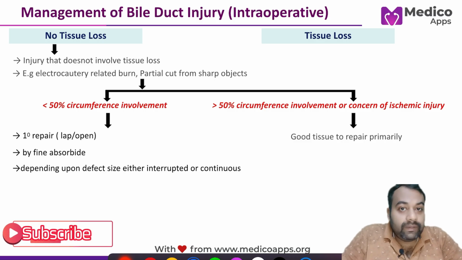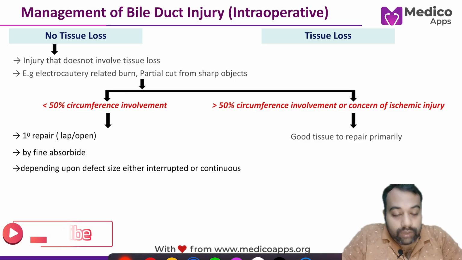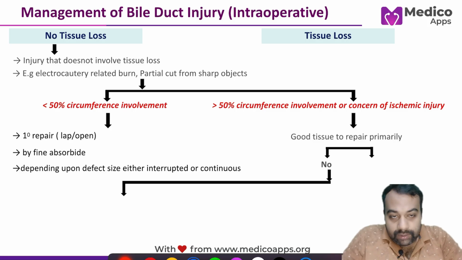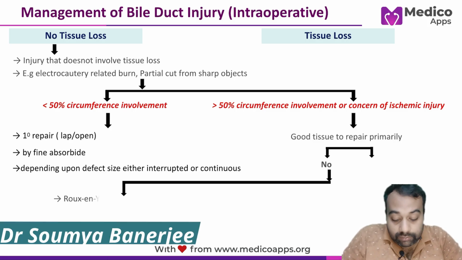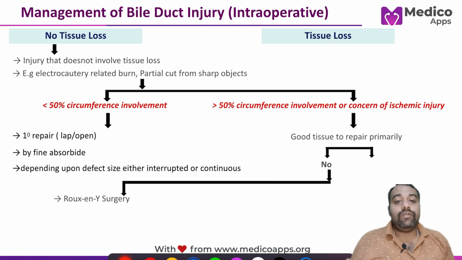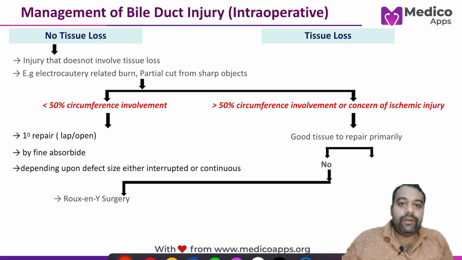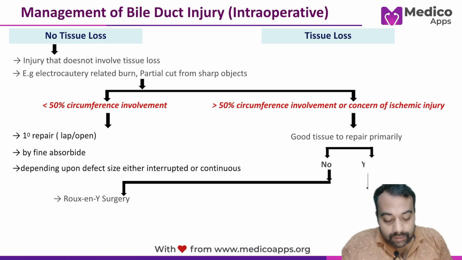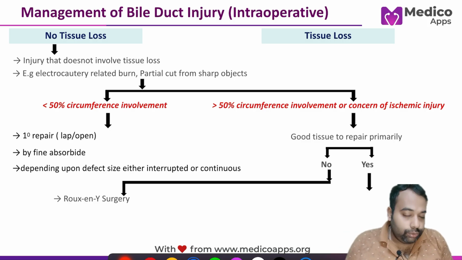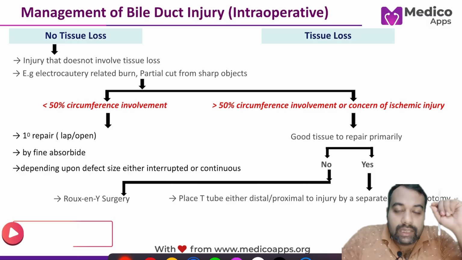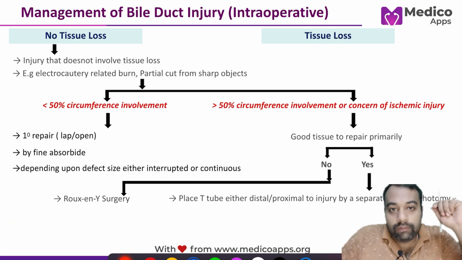But if there is more than 50% circumference involved, then what do you need to do? Your aim is to get an idea of whether there is good tissue available for the repair or not. If it is there, then obviously it's a good thing. But if it is not there, then in that case you would like to go for the Roux-en-Y hepaticojejunostomy. Okay, so your biliary anastomosis is going to be the end statement here. But obviously, if there is good tissue for the repair, then in that case we are going to put a T tube there.